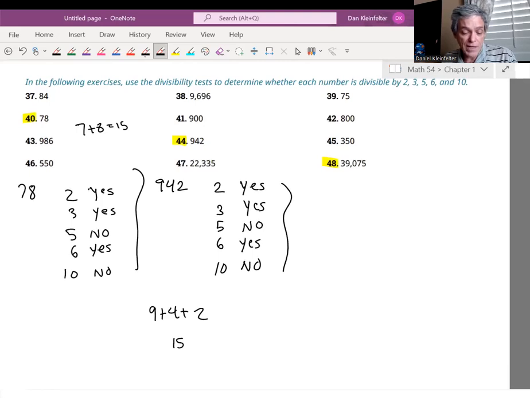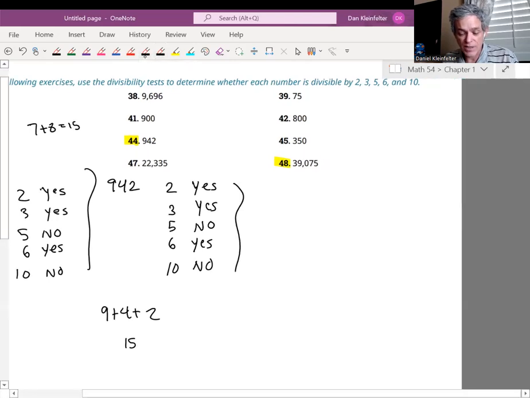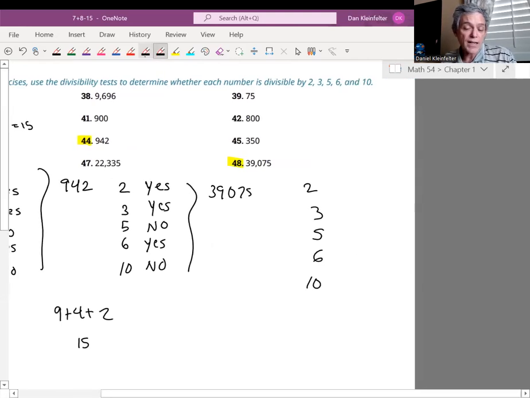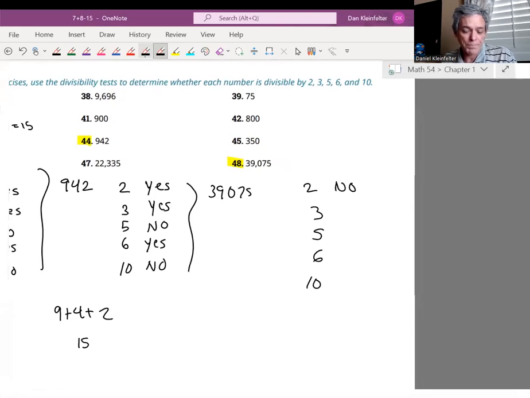All right, so I happened to pick out one that was the same as 78, so that's interesting. 48 will be more interesting. 39,075. We had 2, 3, 5, 6, and 10. All right, so it's not going to be divisible by 2 because it ends in a 5, which is an odd digit. 3, let me add up the digits.